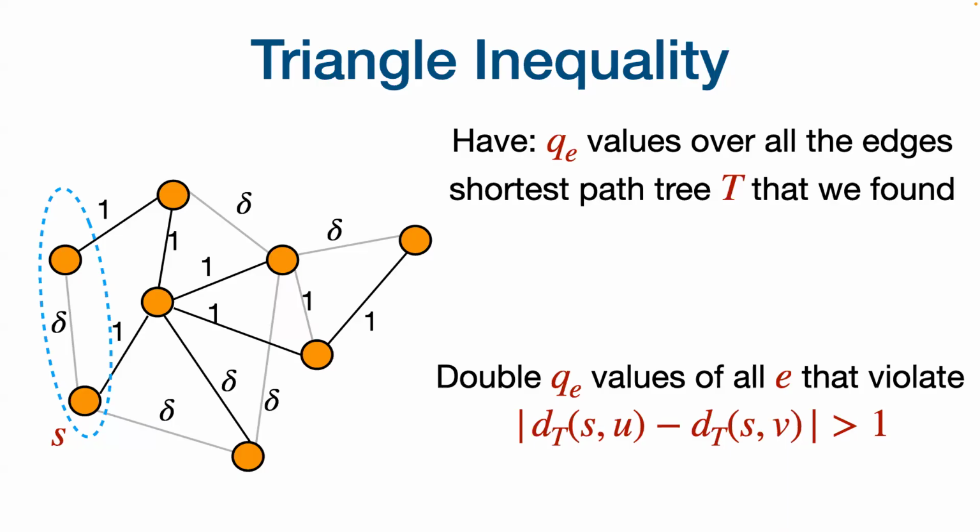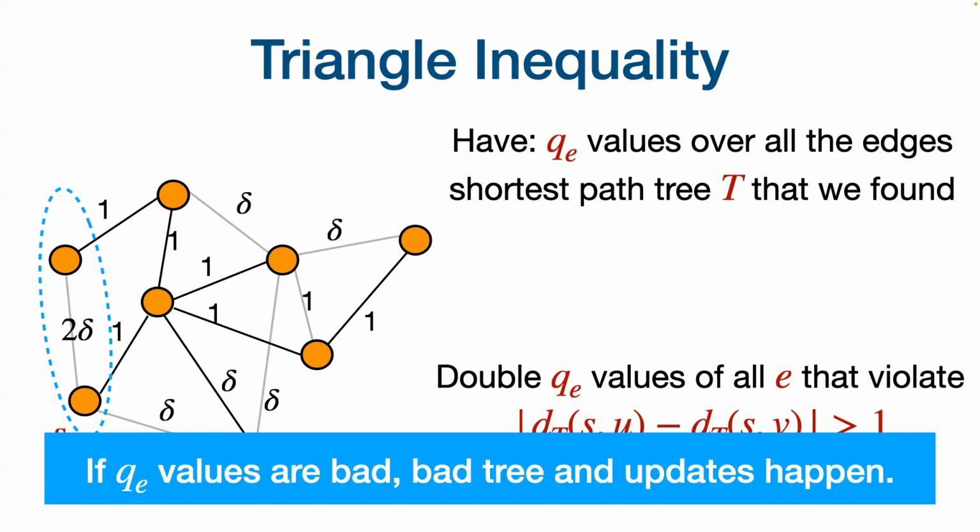For any edge that violates this condition, meaning this edge would have helped your tree become a better approximation, I'm just doubling their importance. So this value is going to become 2 delta. If your QE values are bad, your tree would be bad. There would be a lot of edges which would make the tree better and actually give shorter distances. Those edges, you're doubling their importance value.